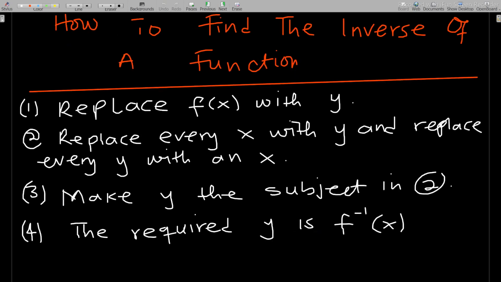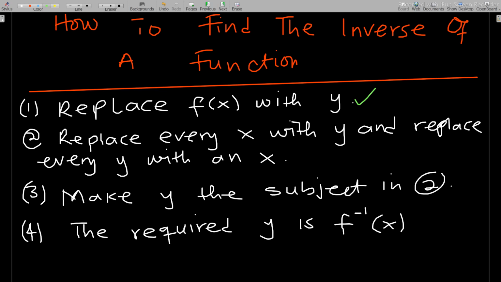All right, so let's take this step-by-step way of finding the inverse. How to find the inverse of a function. The first thing is to replace your f of x with y. Remember, the function can be h of x or g of x, but here we are just talking about f of x because we are assuming the function is given in terms of f of x. Whichever way it is given, g of x, h of x, or k of x, you have to replace that with y.